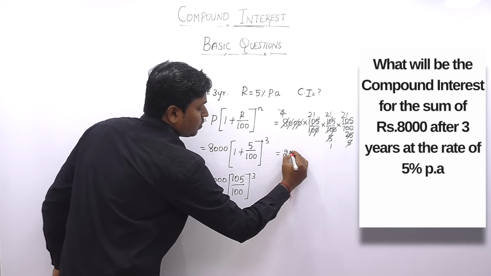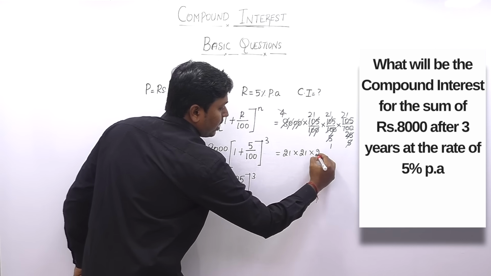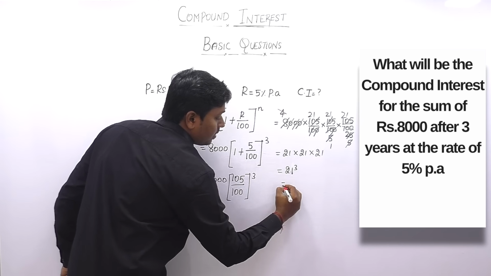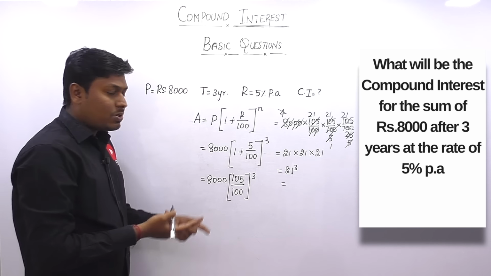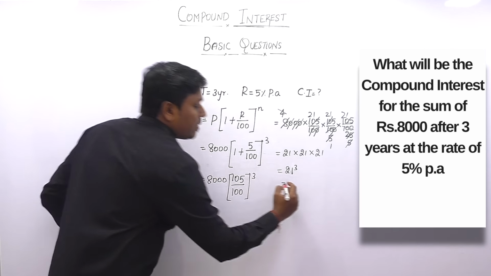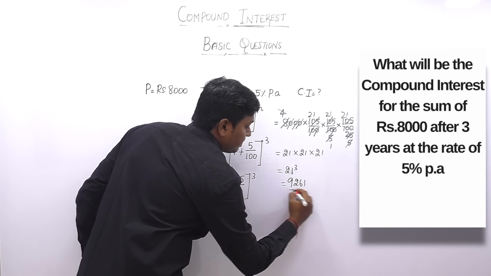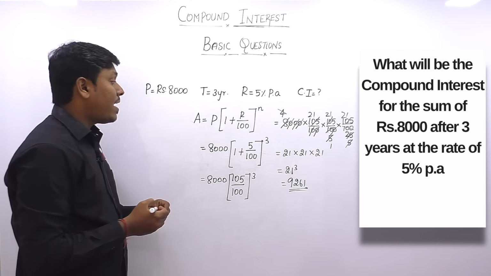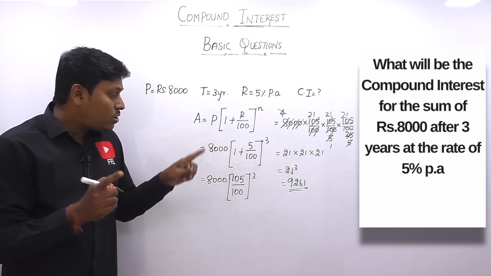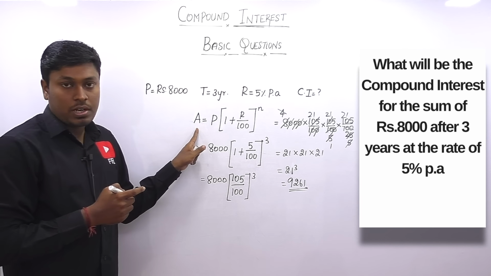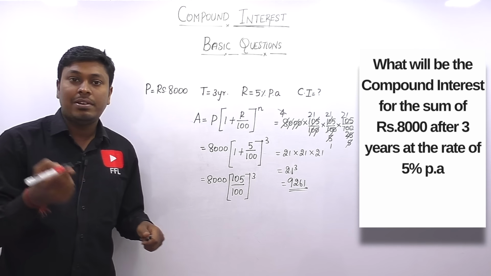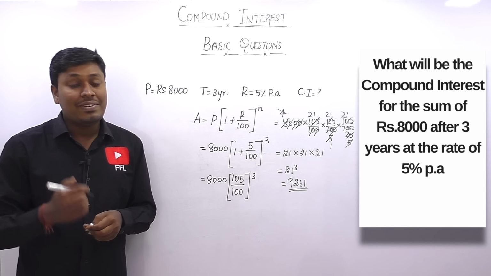So finally we got 21 into 21 into 21. So this becomes 21 cube, right? You know the value of 21 cube. If you are practicing for a competitive exam, try to learn up to 25 or 30 cube, that will be helpful. So 21 cube will be 9261. So friends, listen carefully. After applying all the values in the given formula, we got the total amount, because A determines the total amount. So we got the total amount, which is 9261. 9261 will be the total amount that will be received after 3 years.